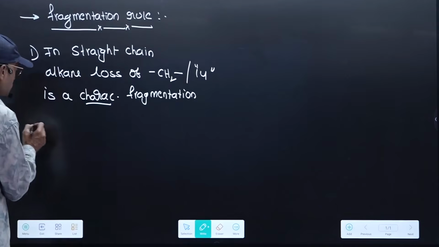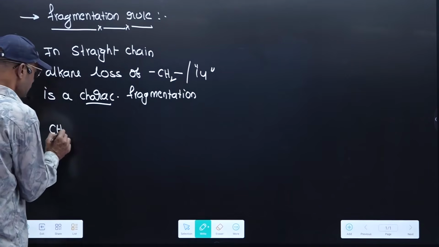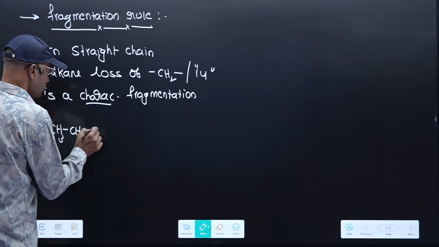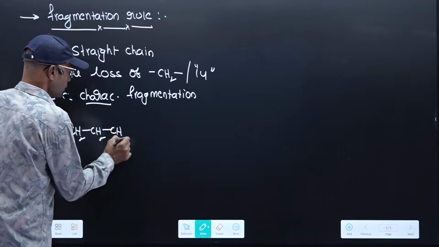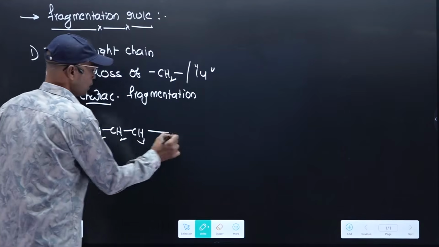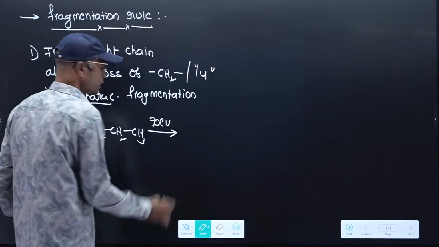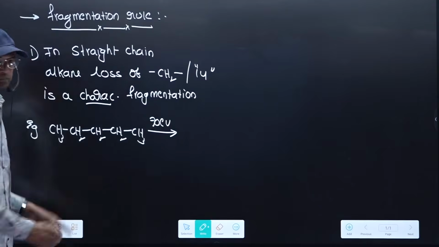Okay, I will show one example and you will understand clearly. See, here I am writing 5 carbons. When 5 carbons are present, I would like to apply a 70 electron volt electron impact. Then it will form a molecular ion.